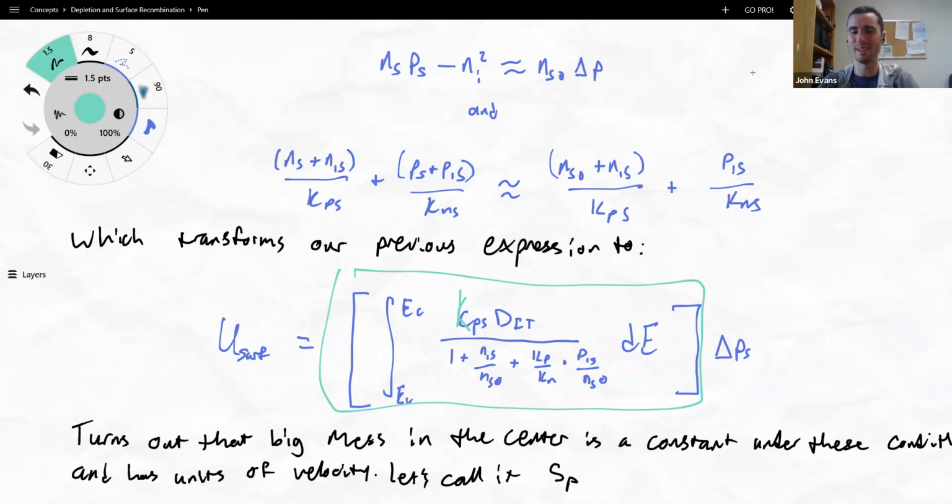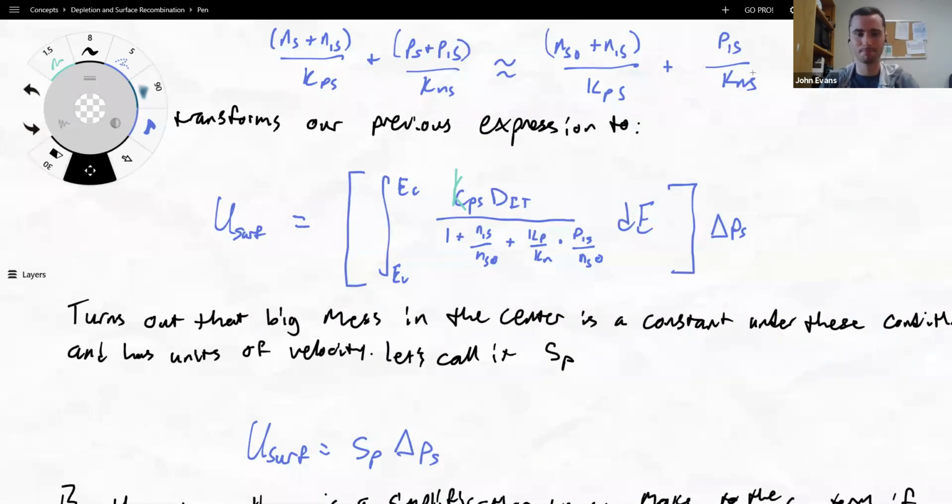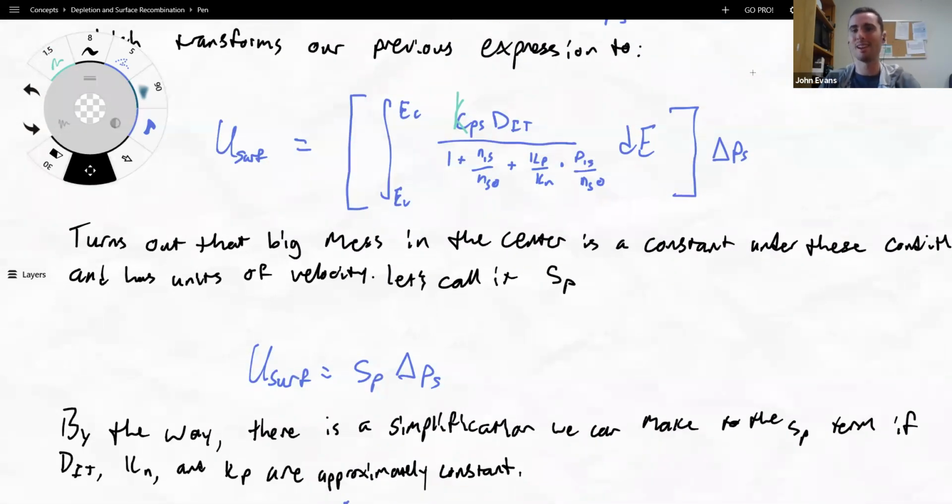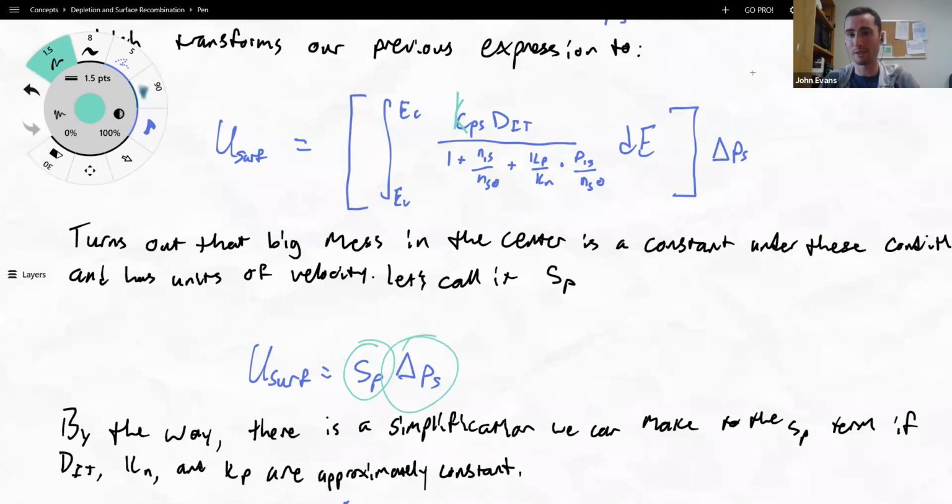So we're going to call it SP, like the recombination velocity of holes, let's say. And that makes this way easier. The rate of recombination is just the recombination velocity multiplied by the change in the carrier concentration. Done. Pretty easy.